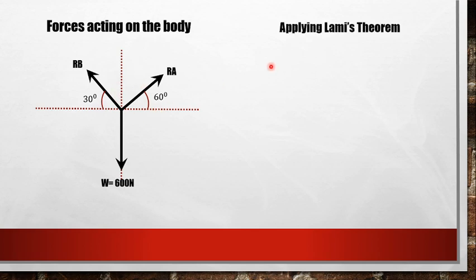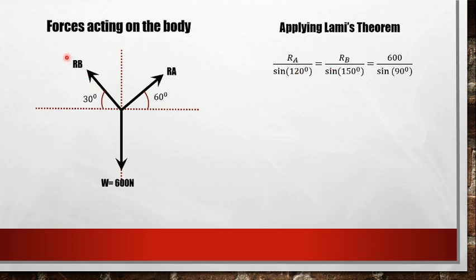Lami's theorem states that each force is directly proportional to the sine of the angle made by the other two forces. Let us take the force RA first. RA divided by sine of the angle made by RB and W. This angle is 90 degrees plus 30, totally 120 degrees. So RA divided by sine 120 degrees.